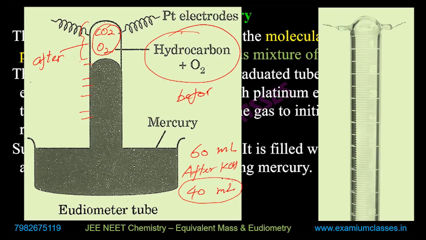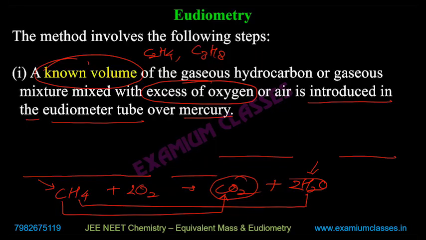So is that clear how we calculated the volume of carbon dioxide produced? We calculated the volume of carbon dioxide produced by first getting the overall volume, and then introducing KOH. KOH will absorb only carbon dioxide. So whatever is the decrease in volume, that will be due to carbon dioxide. We got the volume of carbon dioxide. The difference will be the volume of carbon dioxide.